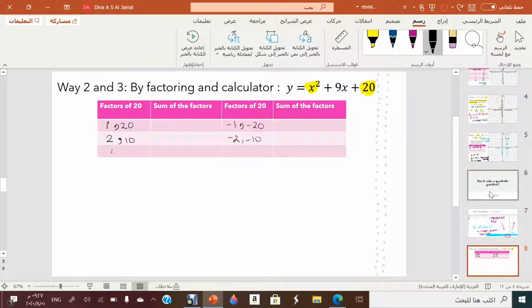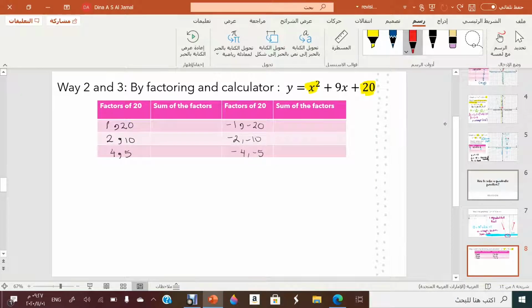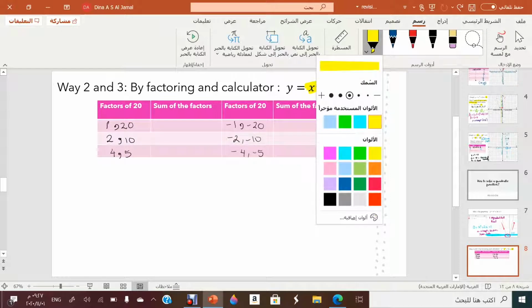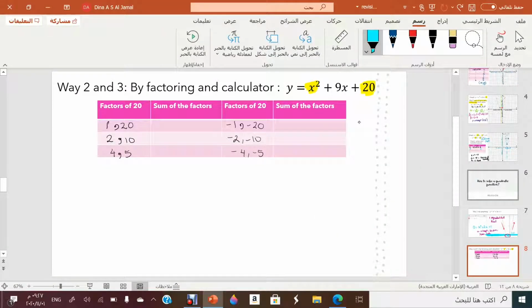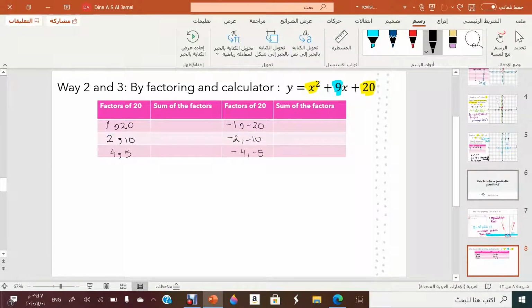What else? You are having 4 and 5. Then minus 4 and minus 5. Now I'm having many factors. How can I know which one is the best and which one will be factorizing for me? Now I need to check the other way, which is the coefficient b. You need to have the sum of all the factors that you got, and the factor which will give you 9, it will be your answer.